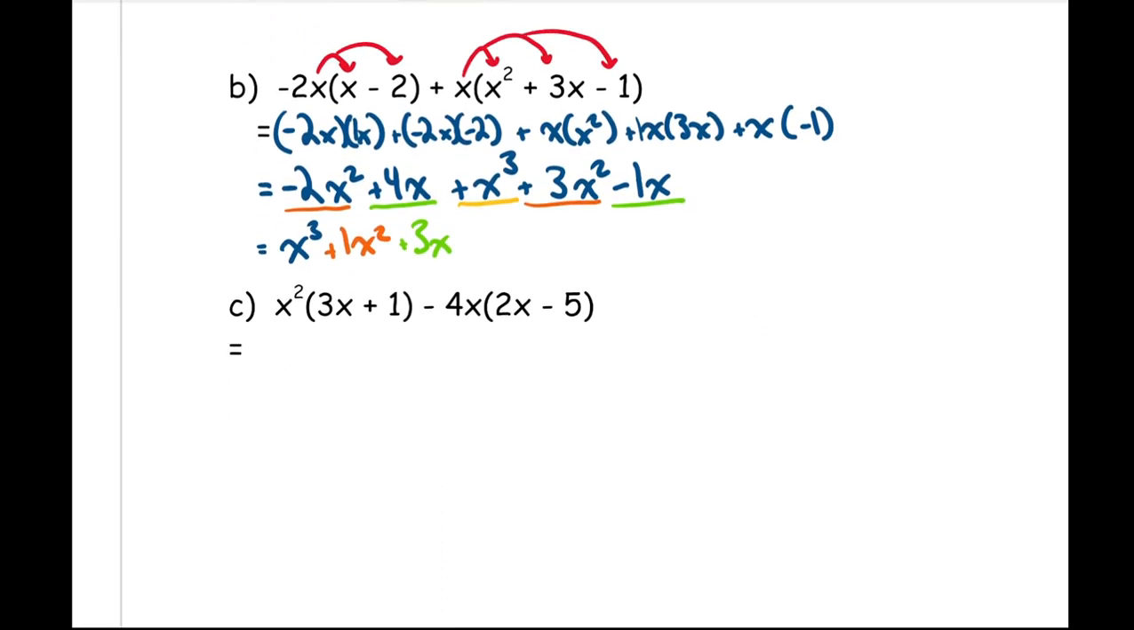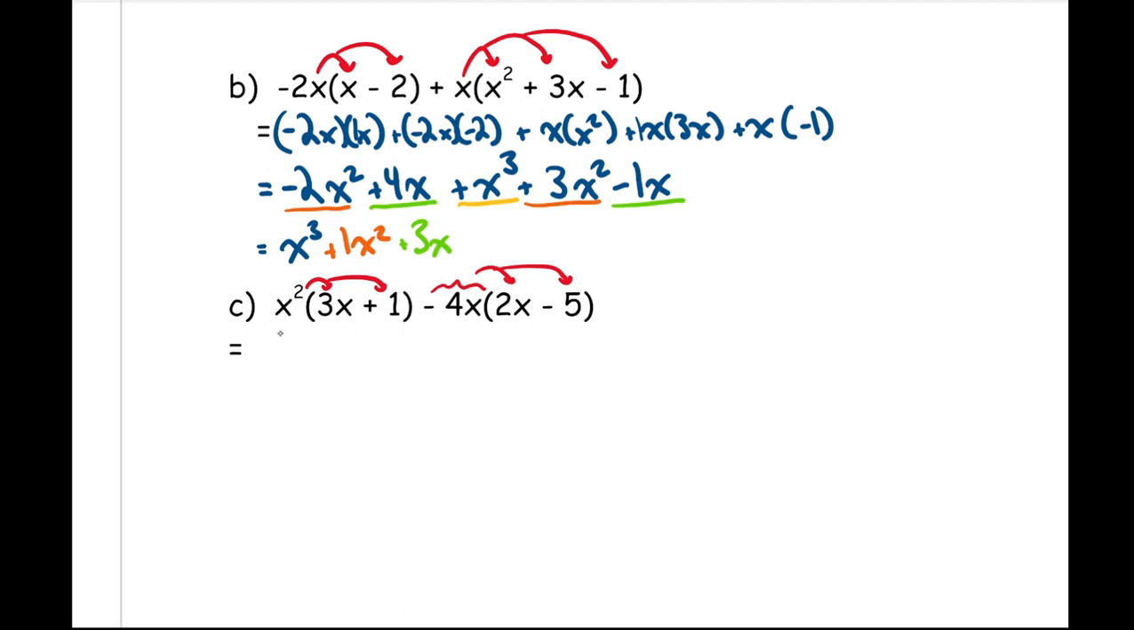Lastly, for C, again, it's going to be the same idea that we've been doing, except the x squared is going to be multiplied through. So just different numbers or different terms that we're multiplying through. And in the second one, it's the whole thing of minus 4x that gets multiplied through. So again, keep that in mind. It's the entire thing that gets multiplied through.